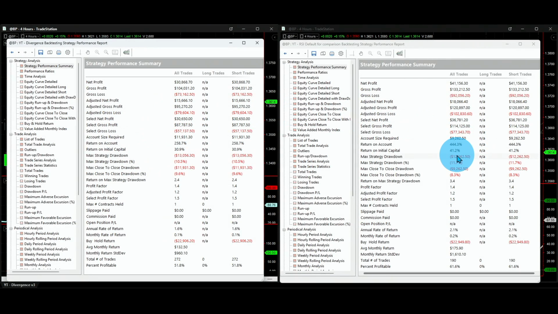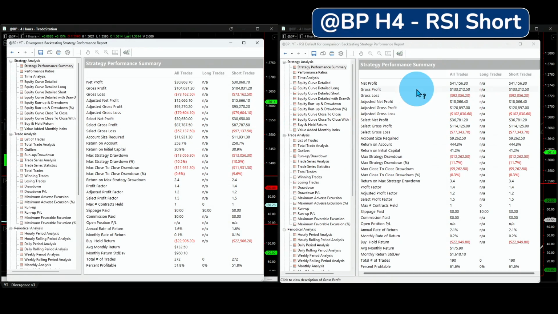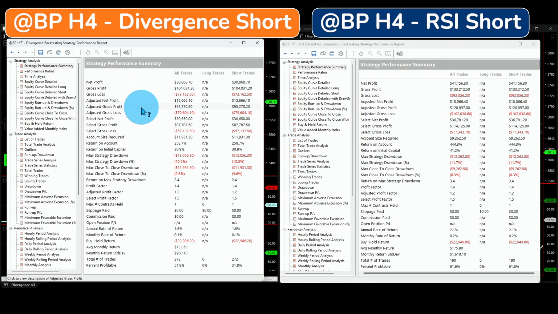So here are the two strategies side by side. On the right is the RSI simple strategy. On the left, one of the best divergence strategies, both on the same instrument, same time frame. And this is making $30,000. This is making $40,000. 2.4 return to drawdown, 3.4. 51% profitable, 61% profitable. Of course, both of them on the short side.